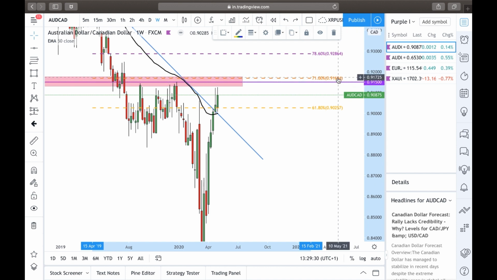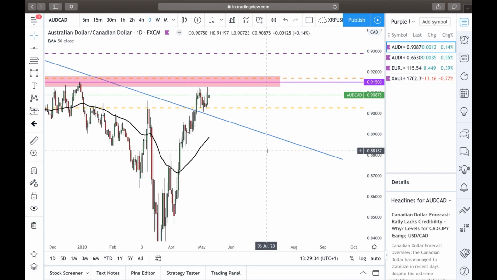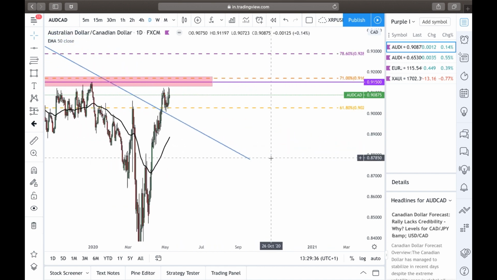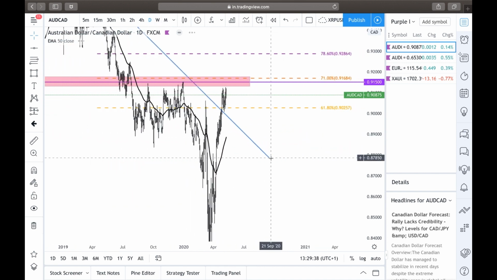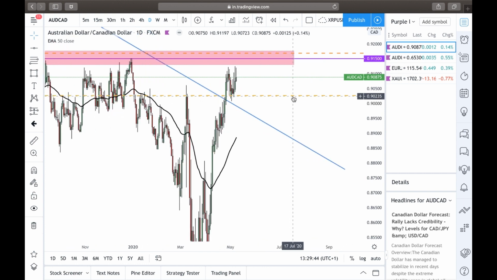zone also lines up with the 71% fib, which is my favorite fib level. If you don't have it on your fib, add it, because it's a fib level that I've added, and I've back tested it and it works, and it's part of my strategy, so I'm giving that to you for free, so you should thank me for that.